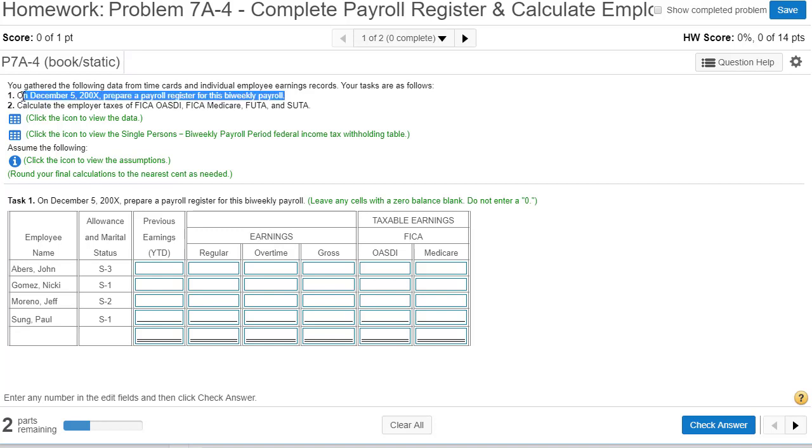On December 5th, we're going to prepare a payroll register for this biweekly payroll. Remember, a payroll register is just the pay data for one certain pay period, and it includes all the employees that were paid during that pay period. In this case, we've got four employees: John, Nikki, Jeff, and Paul. And then we're going to calculate the employer taxes of OASDI, Medicare, FUTA, and SUTA. This problem is unique in that we're going to record the employee deductions and later the employer deductions. So here's our data.